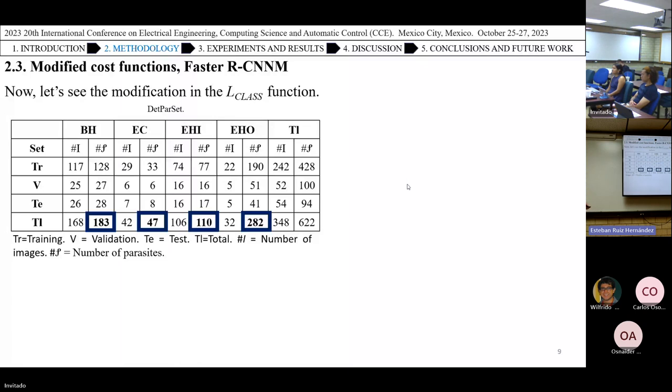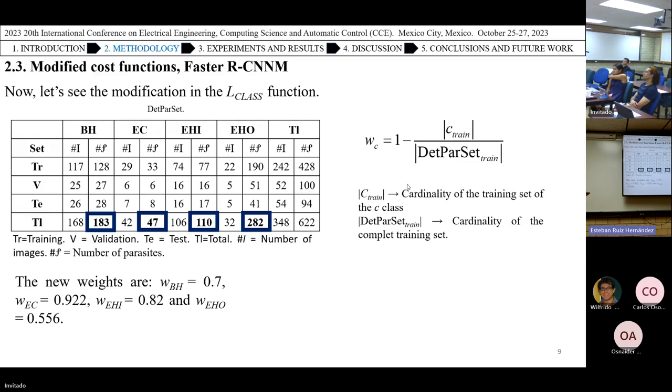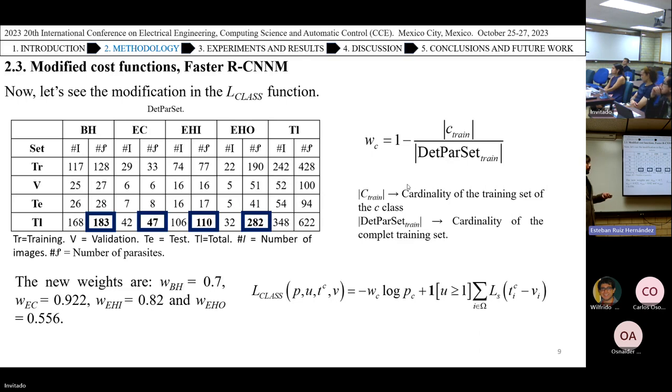To solve this situation, what we did is add different weights to each class. Those weights were obtained by the following equation, in which the weight of the C class is equal to 1 minus the cardinality of the training set of the C class over the cardinality of the complete training set. The new weights are presented here, and we see that the class EHO has less weight because it has the most number of parasites, and the class EC has the bigger weight because it has the fewest parasites. With this, we control the importance in the loss function of all classes of parasites. So the new cost function is as follows: we just add this new weight into the loss function.